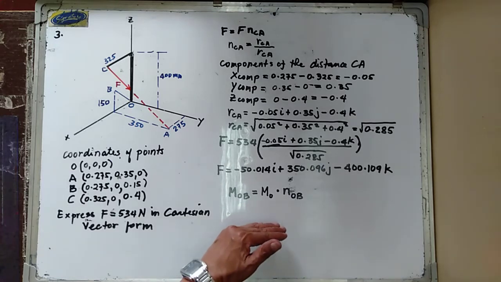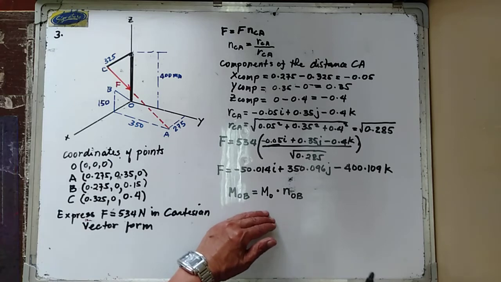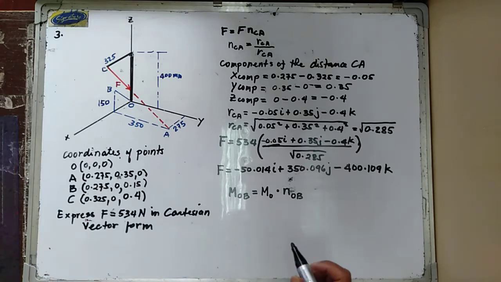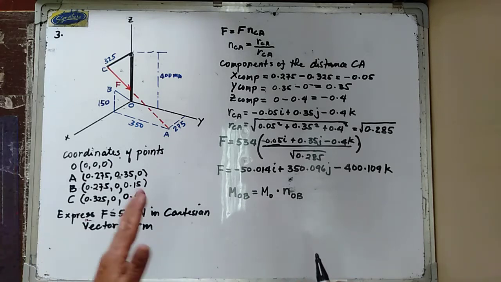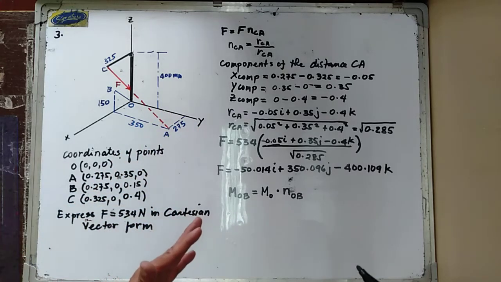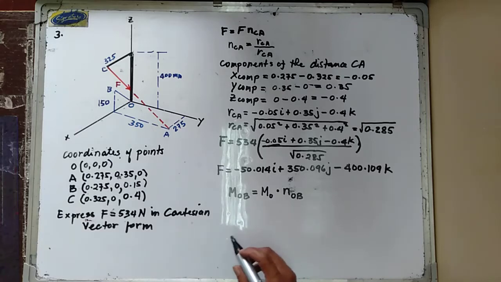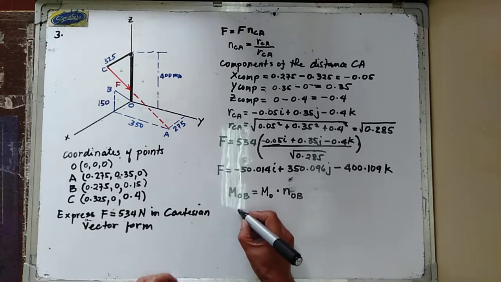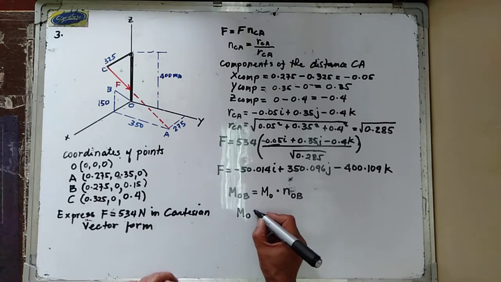Now, take note, if you recall your dot product, the component of any vector in any desired direction is equal to the dot product of that vector with a unit vector in that direction. So this is true for moment, moment about point O. So first, let us determine the moment about point O.